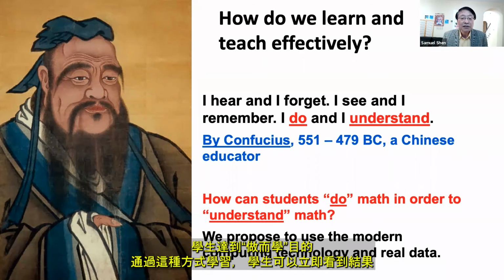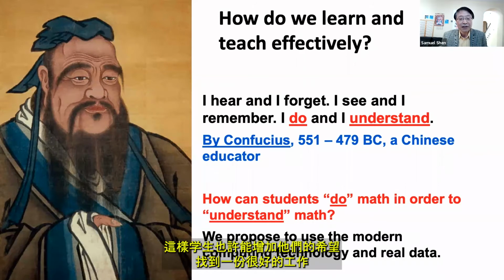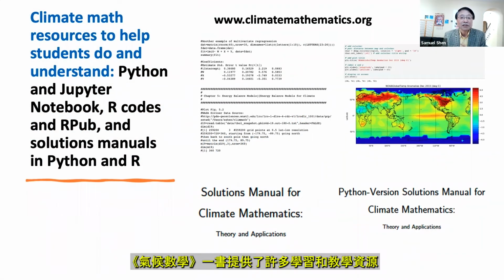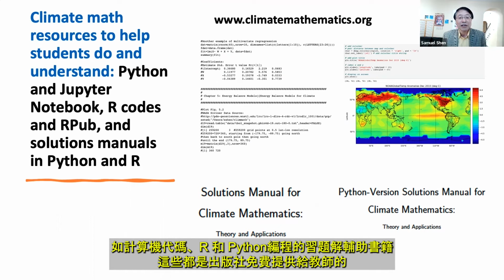In this way, students see results right away. They also may increase their hope of finding a very good job. The climate math provides many resources for learning and teaching, such as computer codes and solutions menu. The solutions menu in both R and Python are freely available to instructors by the publisher.